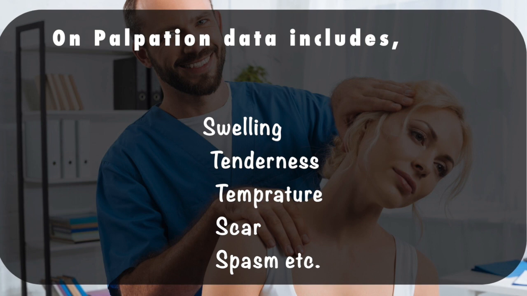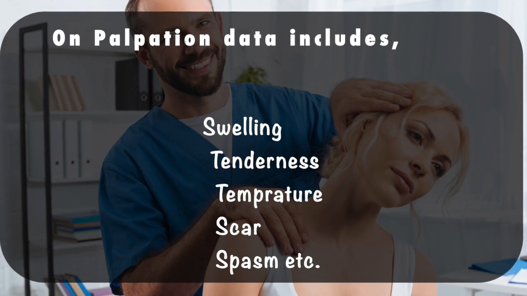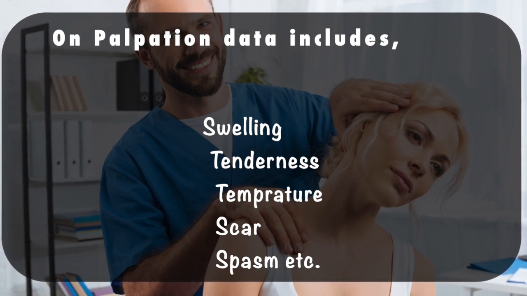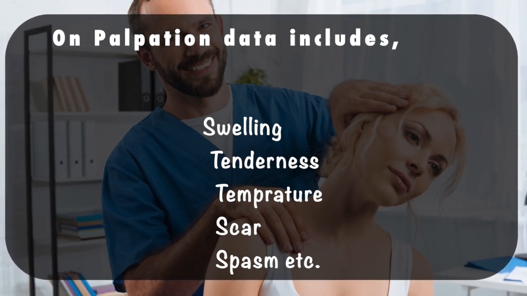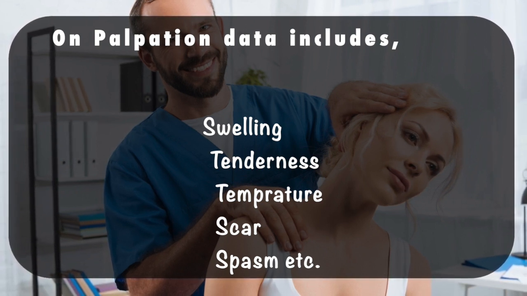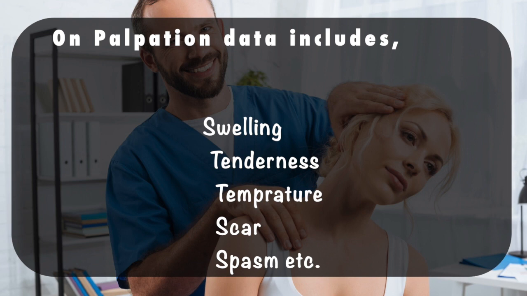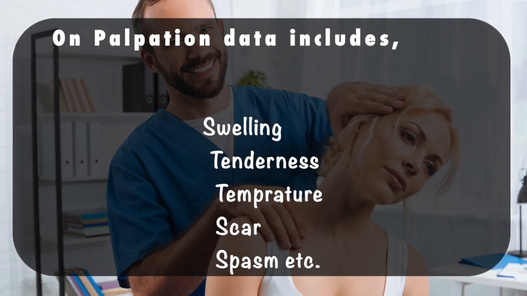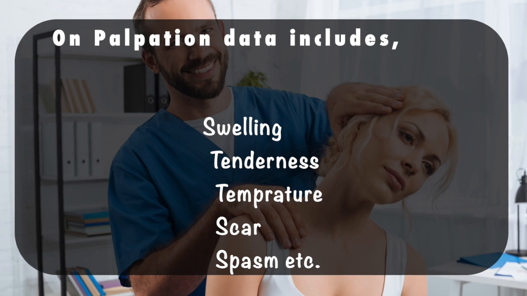It also includes feeling for variation in temperature, and it is done best by using the back of the therapist's hand and fingers and comparing both sides. A warm joint may indicate an infectious joint or blood swelling. Then palpation for the presence of scar and spasm. Palpation of the scar is done to find out whether the scar is mobile or not. In the palpation procedure, the therapist must work slowly and carefully, applying light pressure initially and then working into deeper pressure.